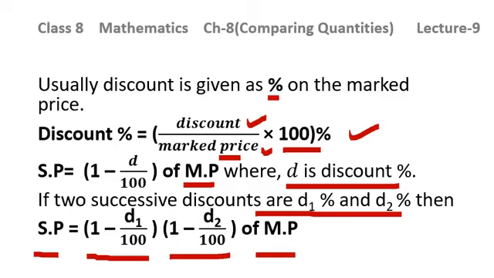If there are three successive discounts, then the formula will be SP is equal to (1 minus D1 over 100)(1 minus D2 over 100)(1 minus D3 over 100) into MP. Likewise, if there are four successive discounts, then you can include the terms. So SP is equal to (1 minus D over 100) into MP, where D is the discount percent. And if two successive discounts are given, then SP is equal to (1 minus D1 over 100) into (1 minus D2 over 100) into MP. These are all the formulas.